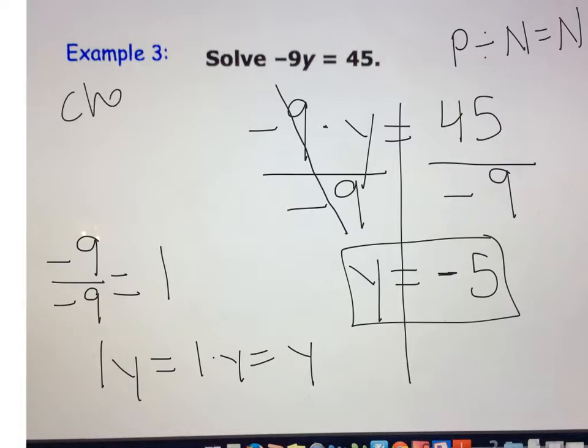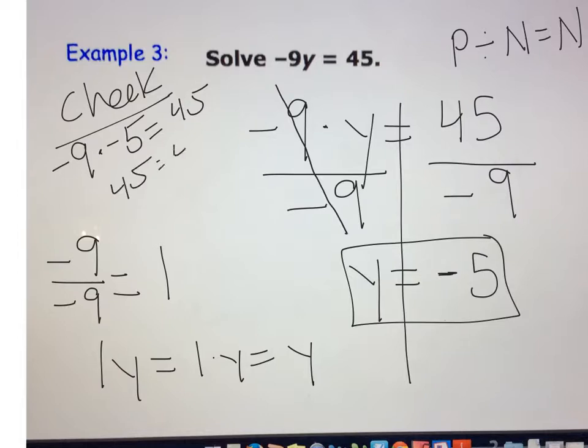Now, we could do a quick check. Substitute negative 5 in for y, so we have negative 9 times negative 5 equals 45. We know a negative times a negative equals a positive. 9 times 5 is 45. So 45 equals 45, and the solution works.